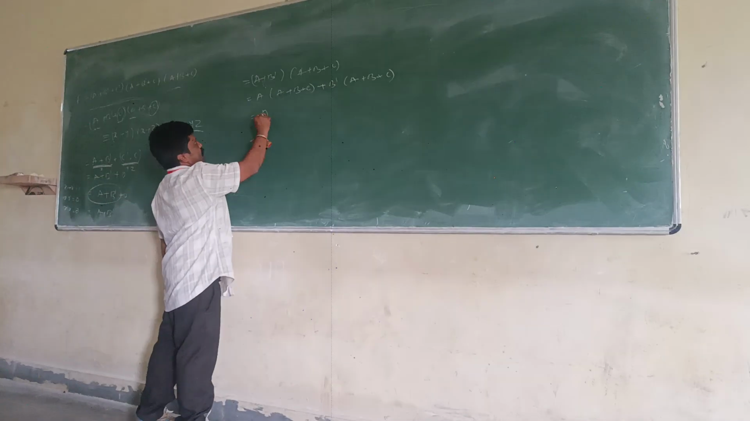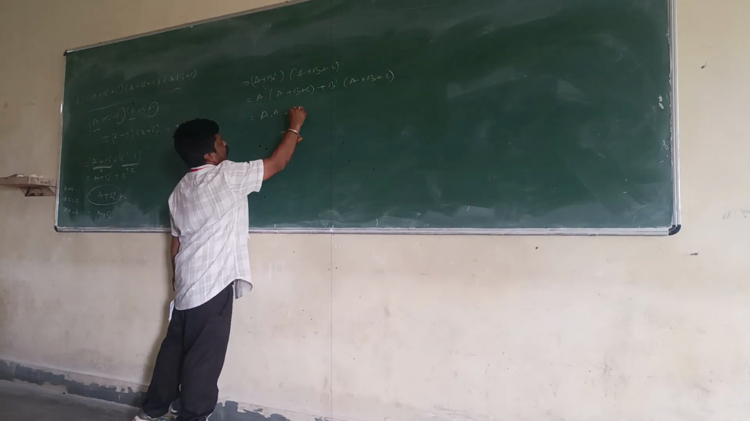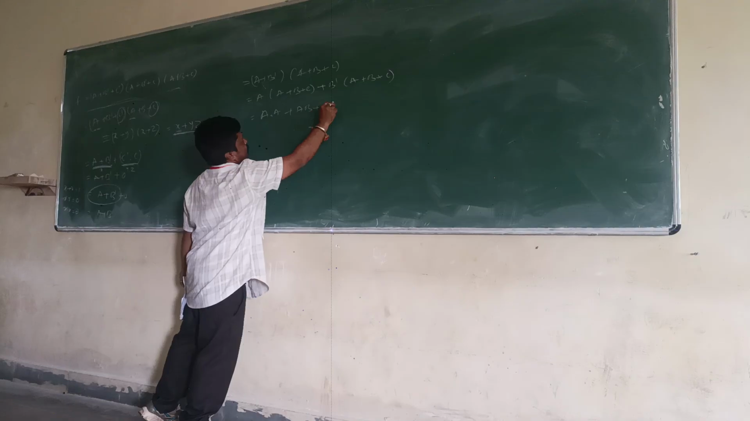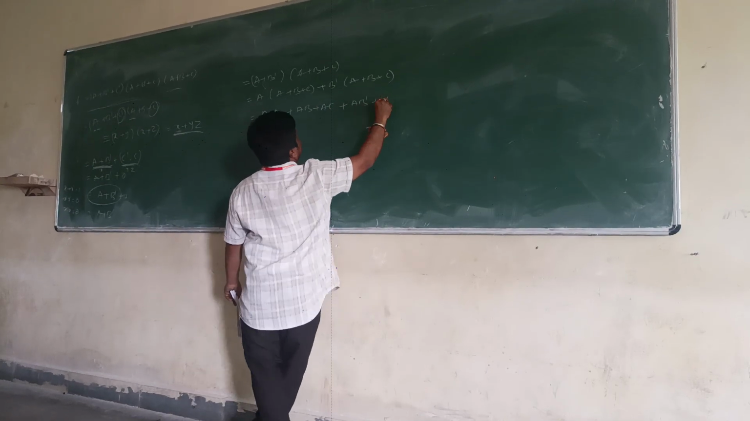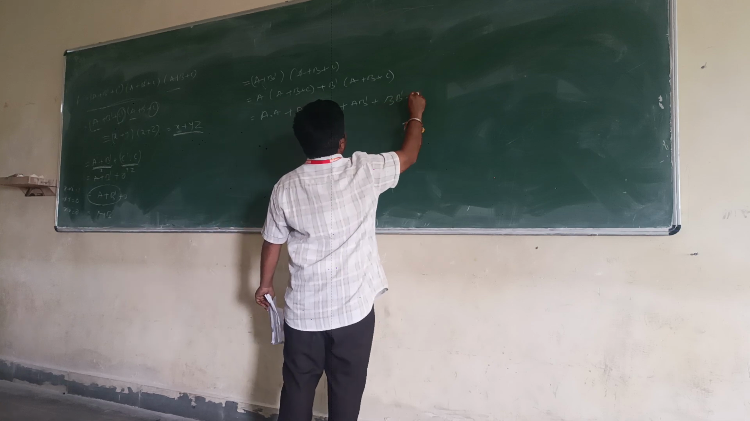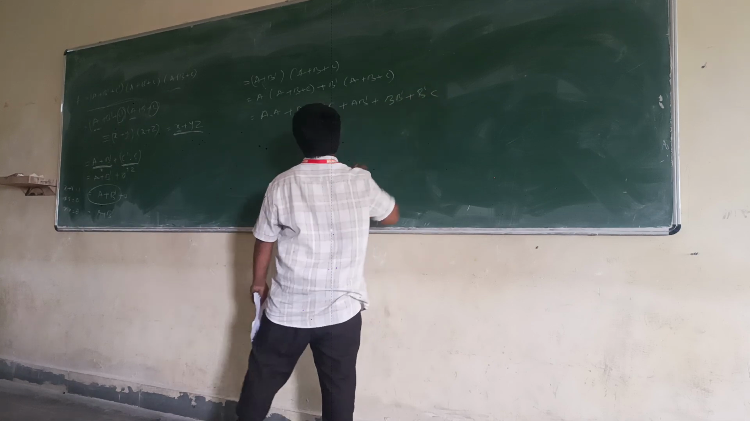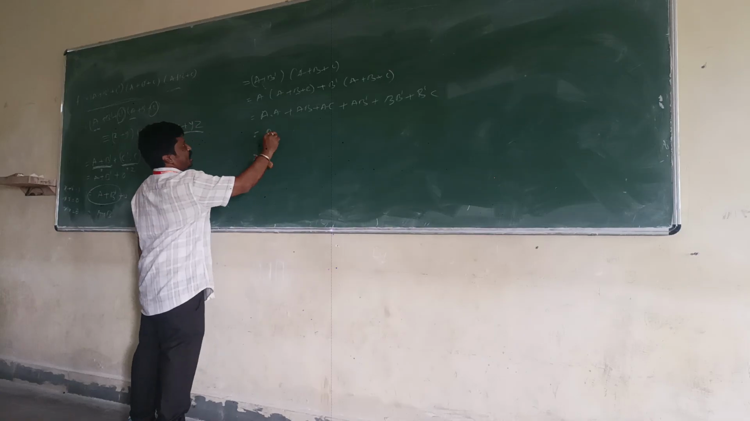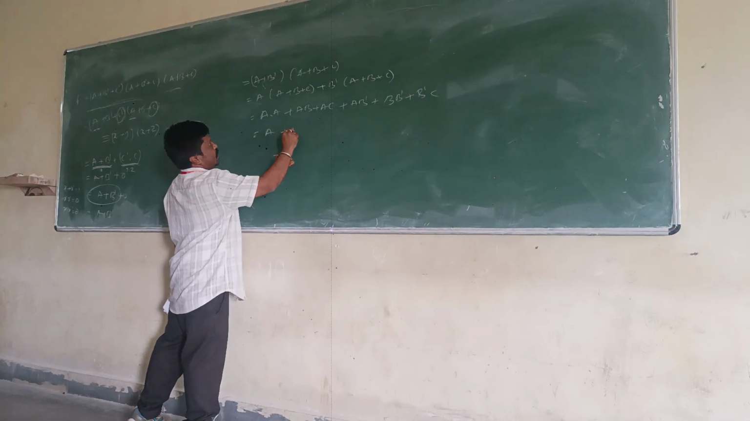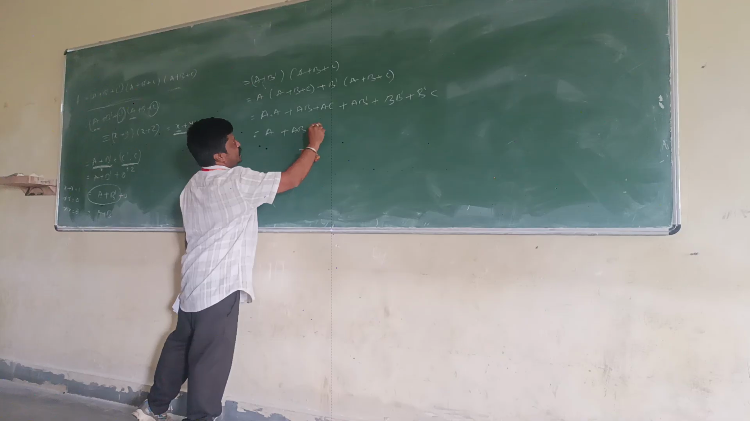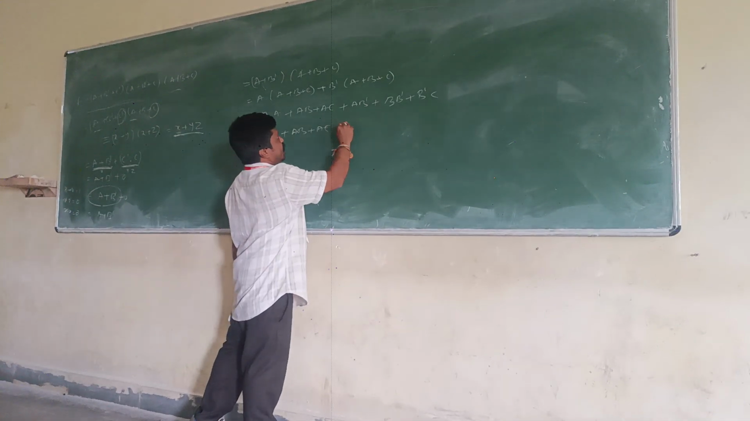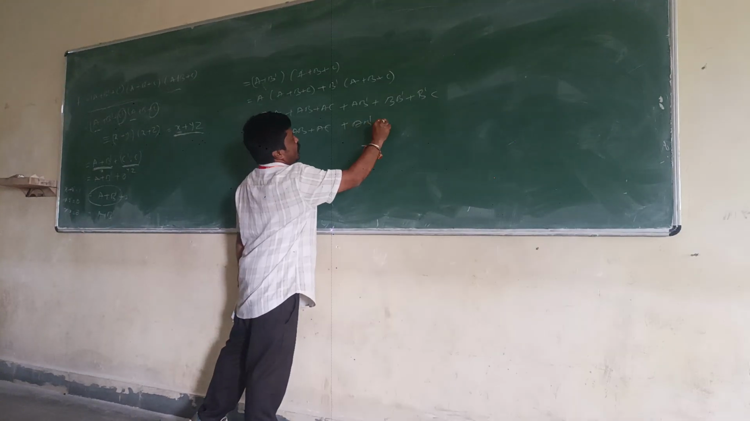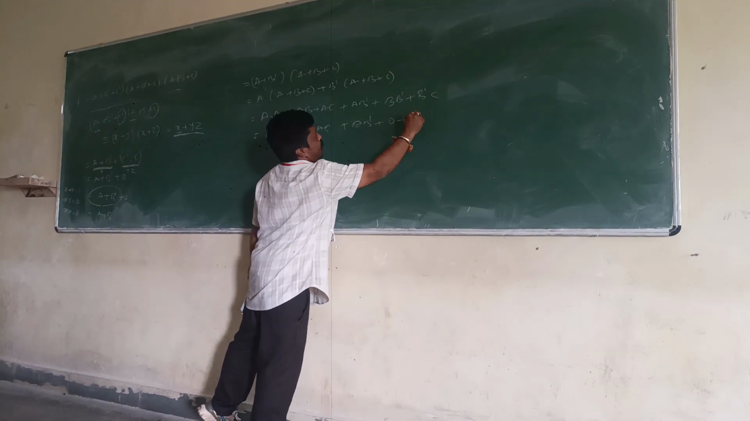Okay, a dot a is a only, a dot b is ab, and this is ac. Okay, this is what here, ab bar plus b bar b plus b bar c. Now it is to be a plus ab plus ac. Okay, and also this is ab bar plus 0 plus b bar c.